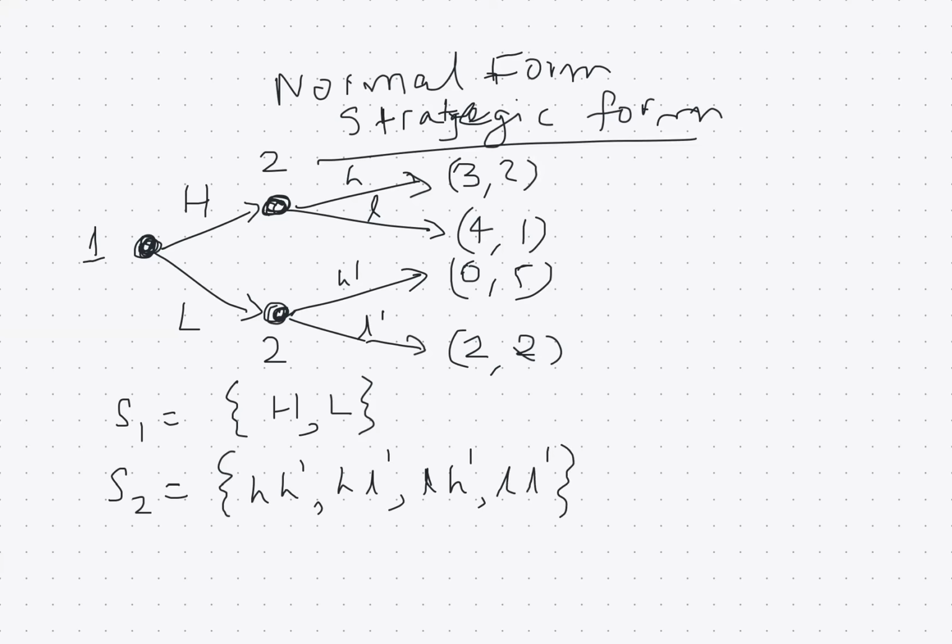So now we know that player 1 has 2 strategies and player 2 has 4 strategies. Therefore, the matrix will have a 2x4 dimension. So let's look at it. It will have a 2x4 dimension where player 2 has 4 strategies. So let's add a little bit more space here.